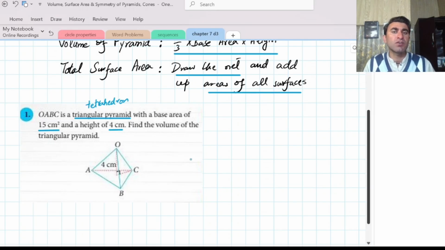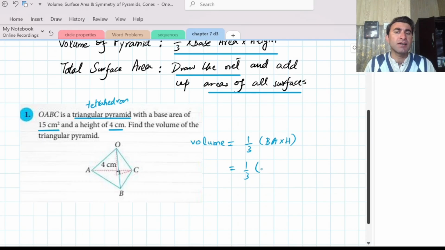As we have to figure out the volume of the pyramid, we must know the formula: one third the product of base area times height, and both are given. Base area is 15 while the height of the pyramid is 4. We simplify it, and after I cancel 3 with 15 it will be 20 centimeter cube. That will be the volume of the pyramid given in question 1.